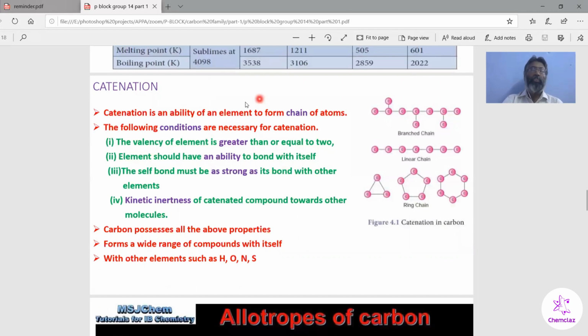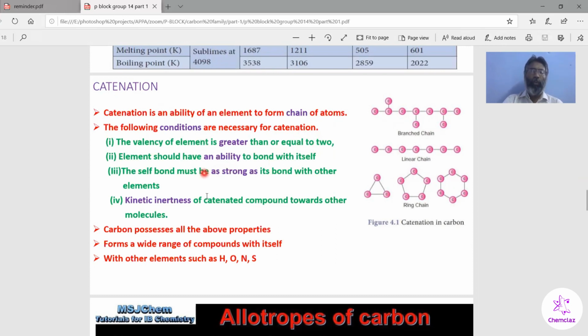The next one is the catenation property of the carbon family. Catenation means the ability of an element to form chains of atoms, that is, self-linking. You can see the picture: branched chain, linear chain, cyclic chain. This self-linking property is called catenation. Now the conditions for catenation. They may ask a 2 mark question, write the conditions for catenation.